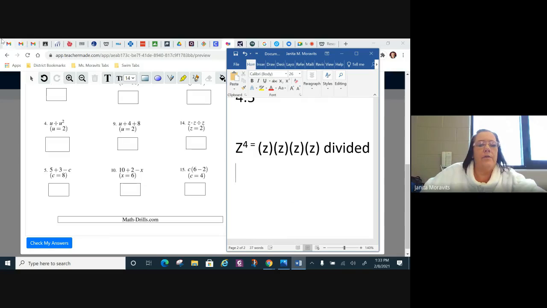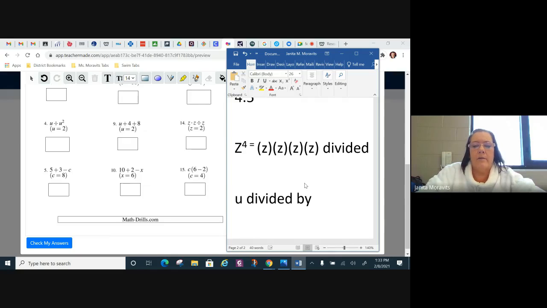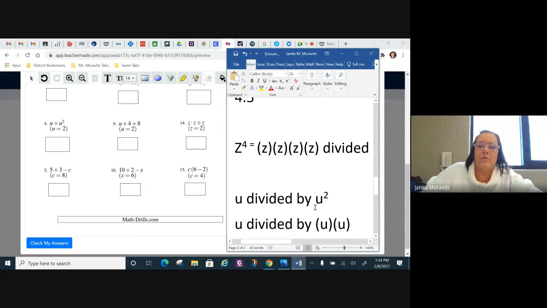All right, we have u divided by u squared. So we have u divided by u to the 2nd power. All right, so that is simply the same as u divided by u times u, because we have to have 2 of them.